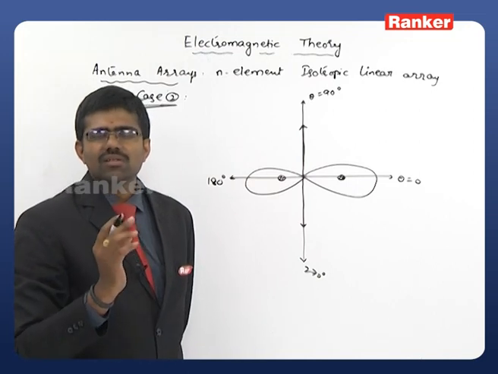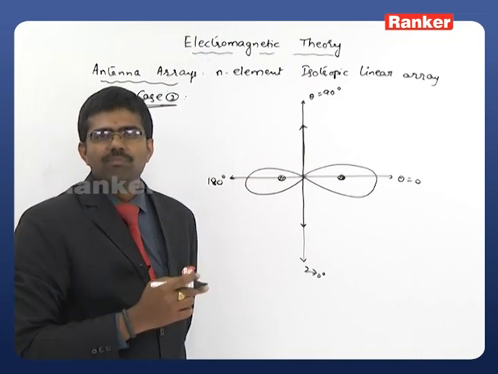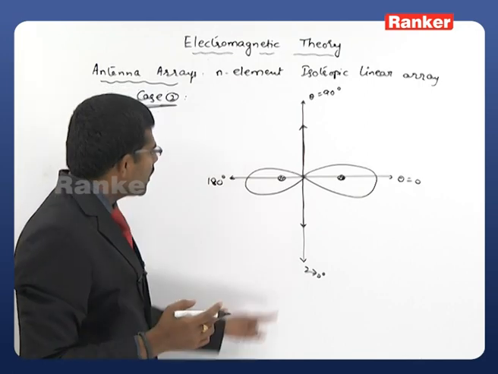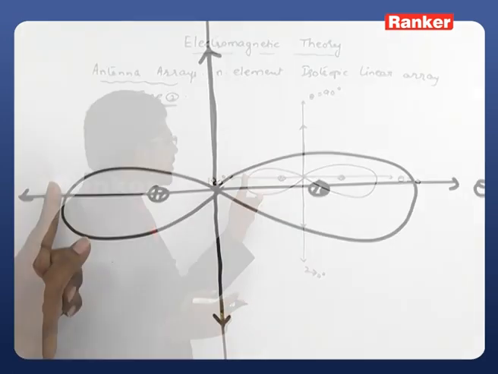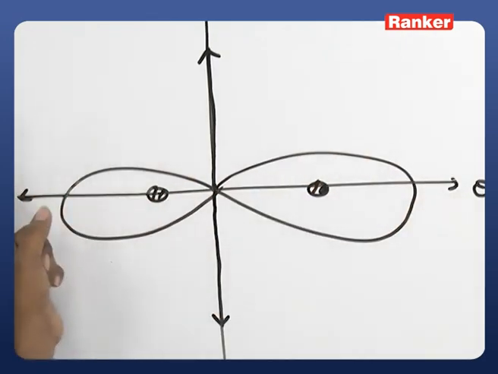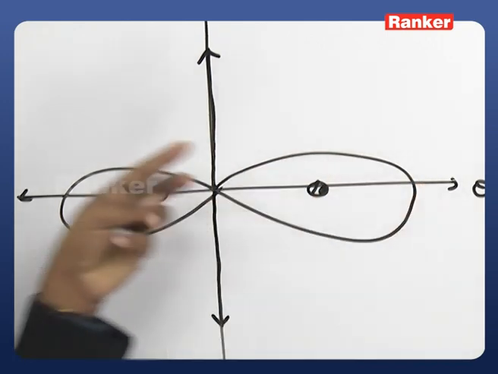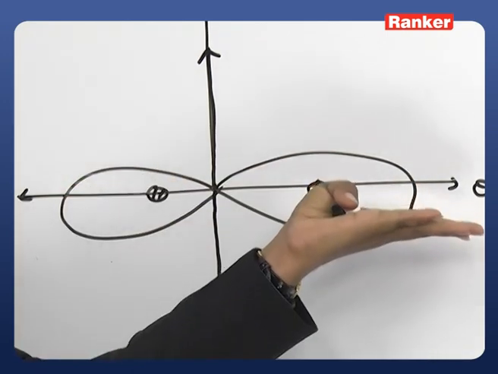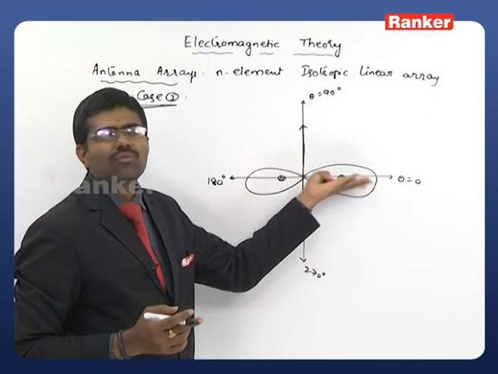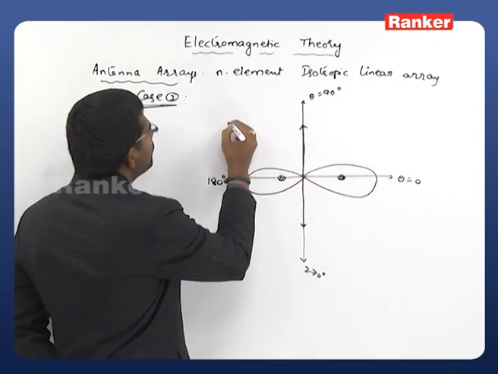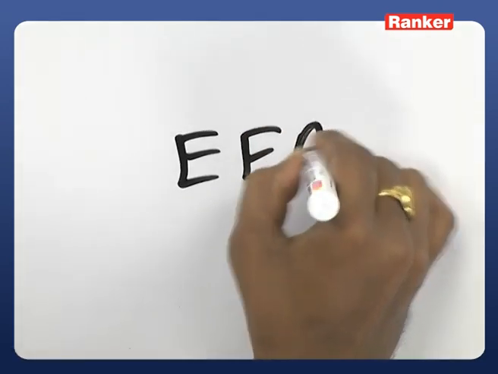So simply what you can say is this is an end-fire array. What is an end-fire array? An end-fire array is nothing but an array which has the radiation pattern in parallel with the array axis. If the radiation pattern is along the array axis, then it is simply an end-fire array. That's why I will name this one as end-fire array.